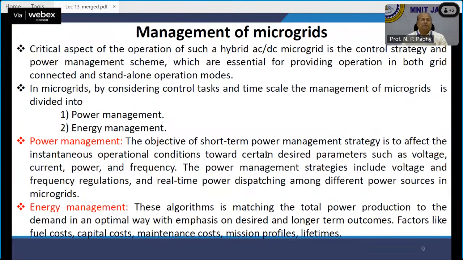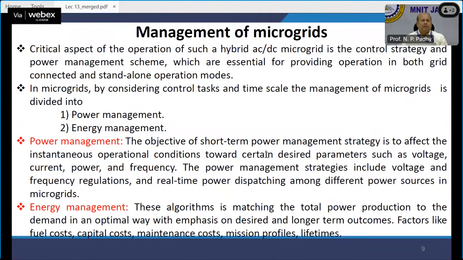A critical aspect of the operation of such a hybrid AC-DC microgrid is the control strategy and power management scheme. We have seen the diagram where we have a bus and many devices. As I told you, how we are managing power: the load will be met by my renewable. If not enough, I go for my storage. If the storage is not able to manage, then I go for the main grid. Am I right? And if the main grid is not there, if it is in islanded or standalone mode of operation, and the battery is not able to cater, then I have to disconnect the load. That is what I do.